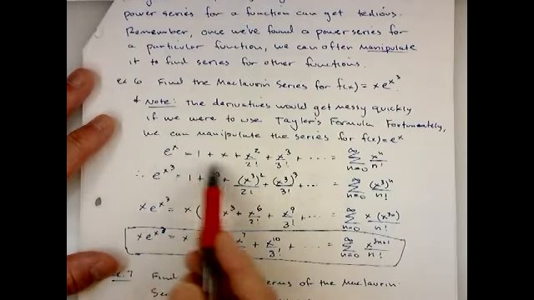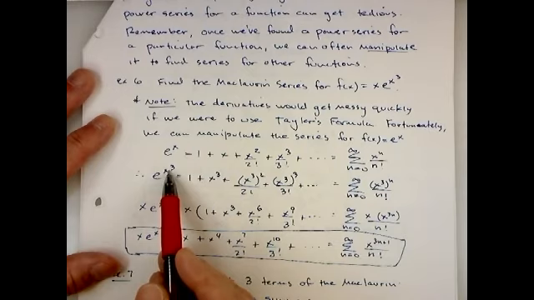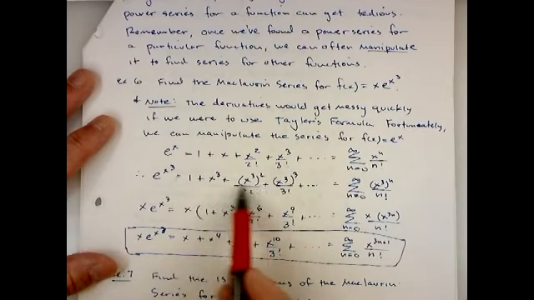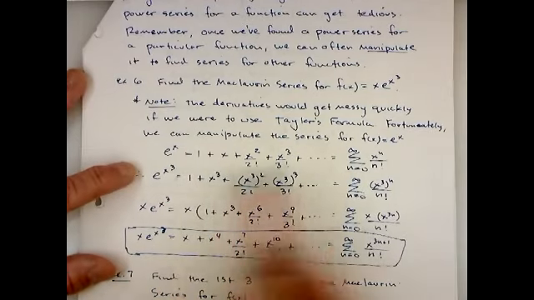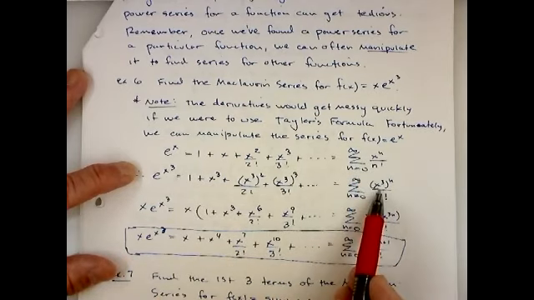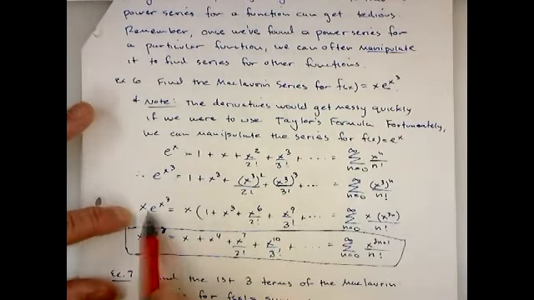e to the x, we have that series right here. So if I wanted e to the x cubed, I can just imagine plugging in x cubed for all of those x's, and I get this. And you can even do that in the sigma notation. If I replace that x with x cubed, that's going to become x to the 3n. Now I want to multiply by x to get my function.